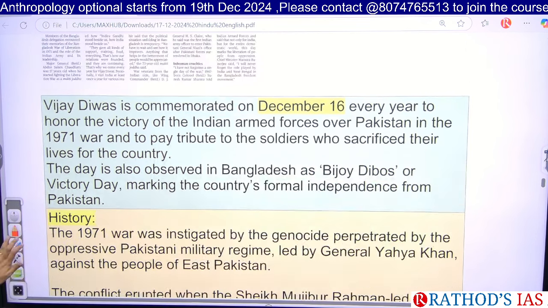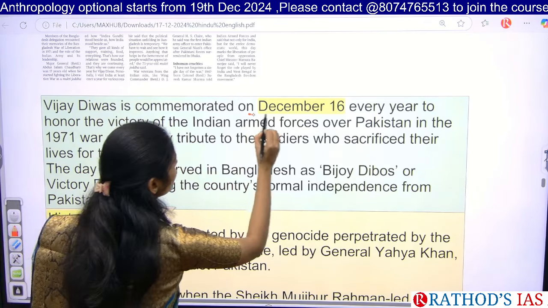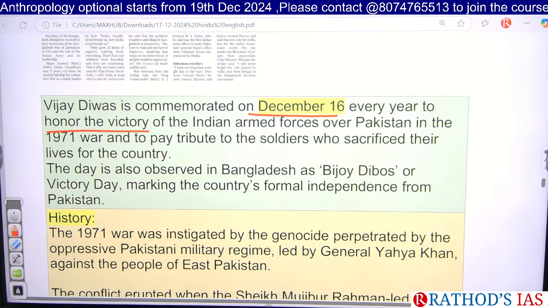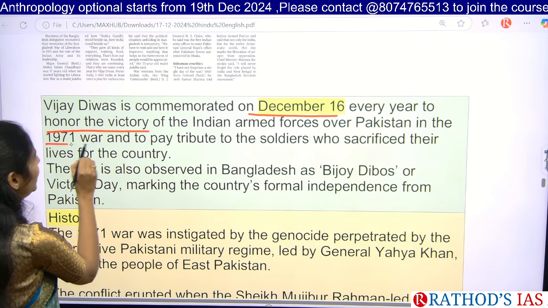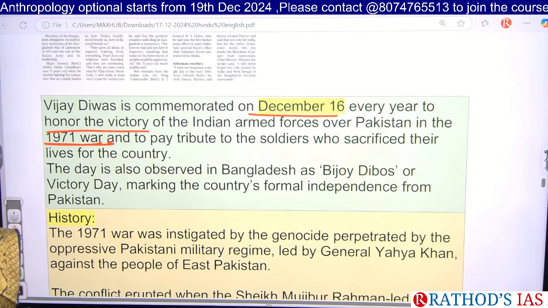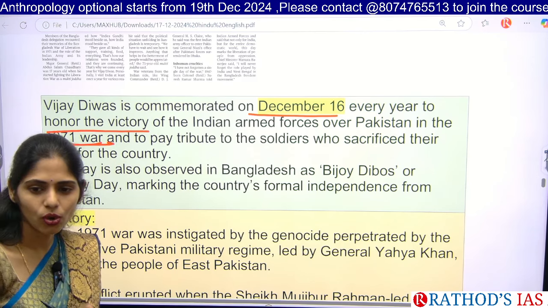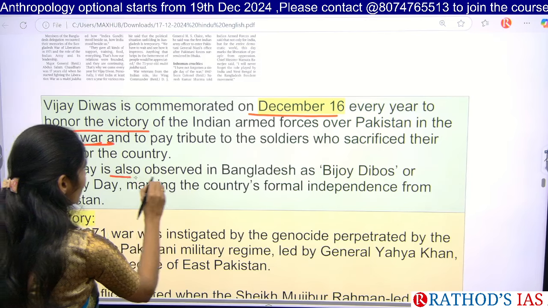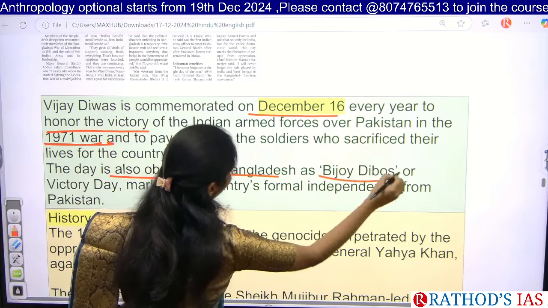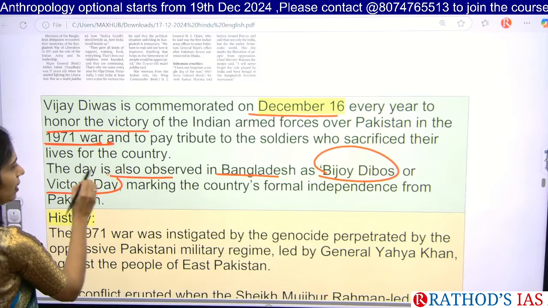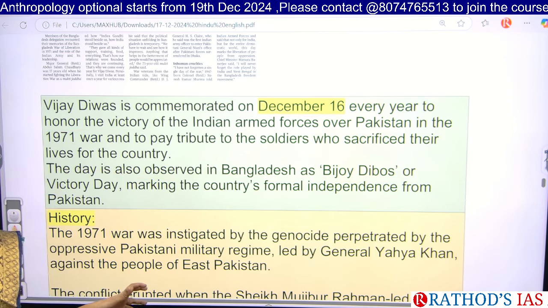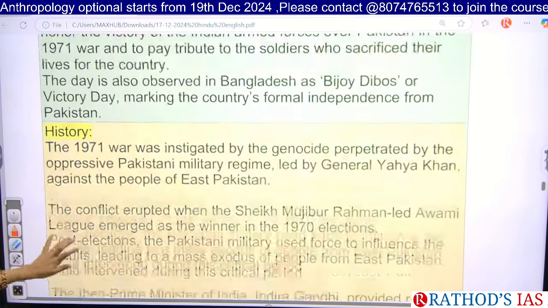Vijay Divas is commemorated on December 16th every year to honor the victory of the Indian armed forces over Pakistan in the 1971 war. And we are paying tribute to the soldiers who died in that war. This day is also celebrated in Bangladesh as Bijoy Divas or Victory Day, and it is also considered the formal independence of Bangladesh from Pakistan. So what is the history?